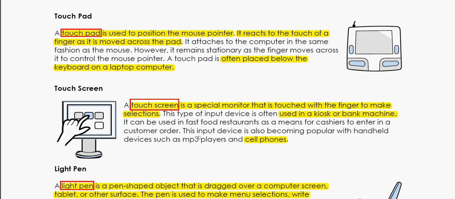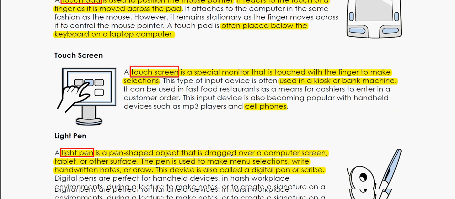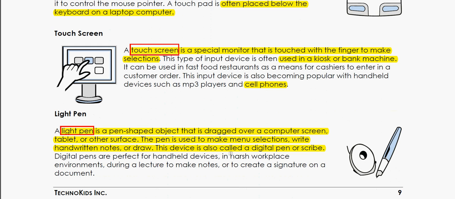The touchpad is another kind of input device that reacts to the touch of a finger as it's moved across the pad. Now, a touch screen is a special kind of monitor that's used with your finger to make selections. So if you click on something or press on something, kind of like an iPad, or you might have your cell phone, of course, that has a touch screen. Bank machines, kiosk machines, they have these too. You go to Walmart, you buy something. Generally, we use a light pen or a pen instead of our finger, but it's still a touch screen.